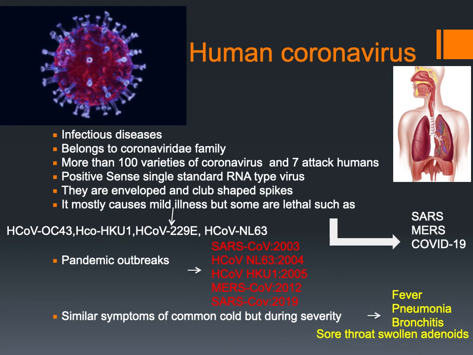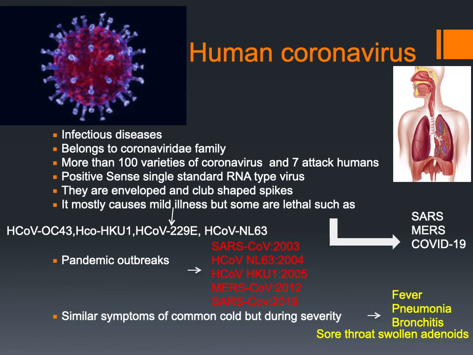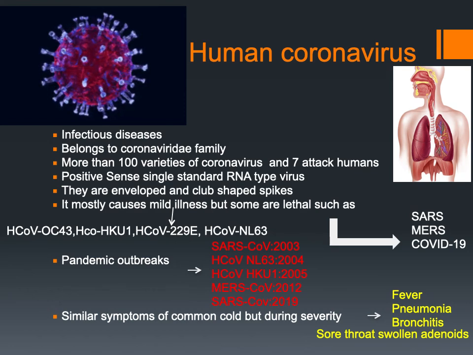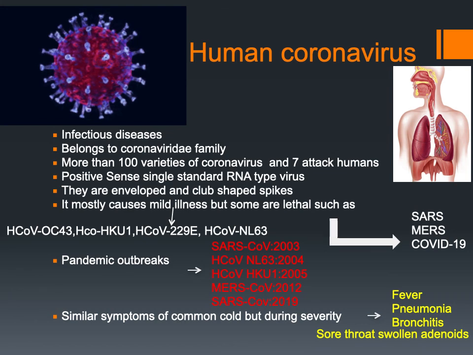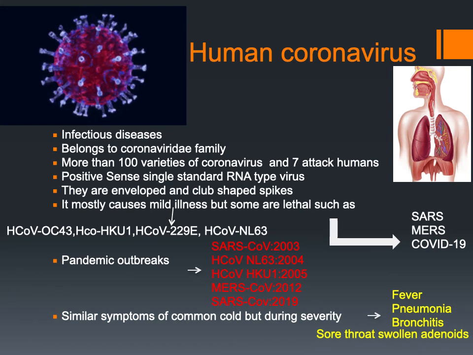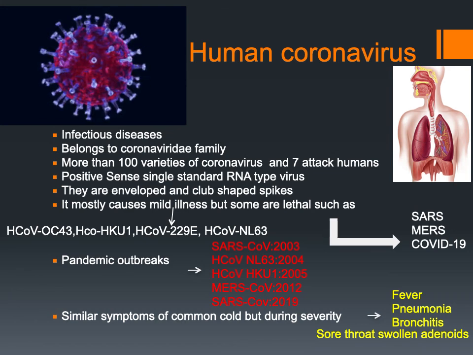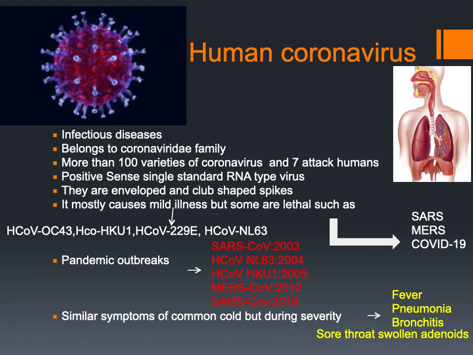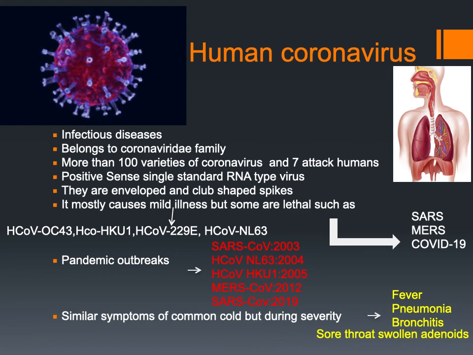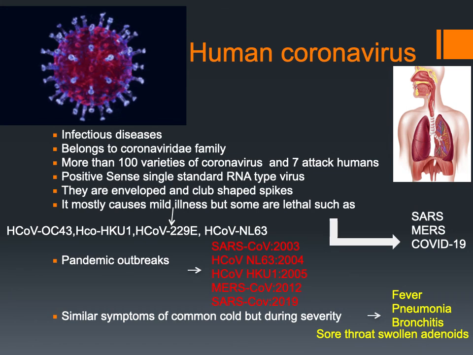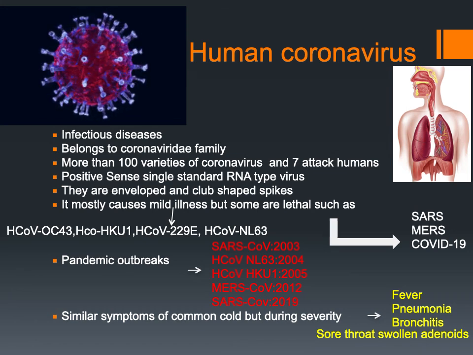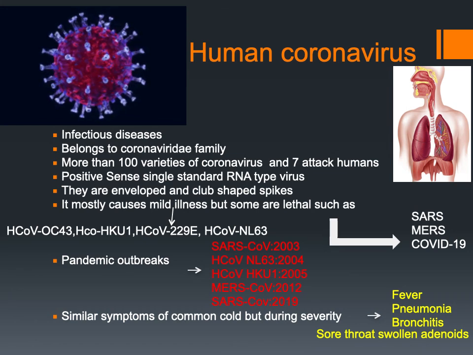There were a lot of pandemic outbreaks related to coronavirus. One was SARS-CoV in 2003, HCoV-NL63 in 2004, HCoV-HKU1 in 2005, MERS-CoV in 2012, and SARS-CoV-2 in 2019. That's what we are facing right now.